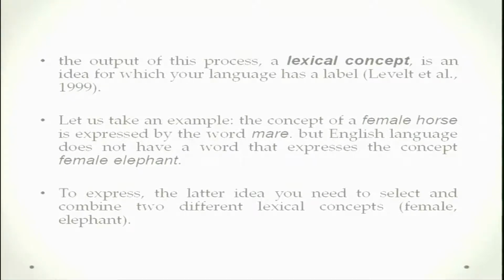The lexical concept, very simply, is an idea for which your language has a label, or for which your language has a word. A lot of things your language, my language, has words for. A lot of things it does not. So you use whatever existing words are there to come up with such a concept. Again, for example, there is a word for a female horse, that is mare, but there is no word for a female elephant. So then you will use female and elephant. So to express the latter idea, you will just combine whatever is existing and come up with a female elephant.